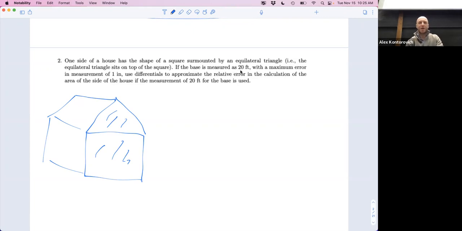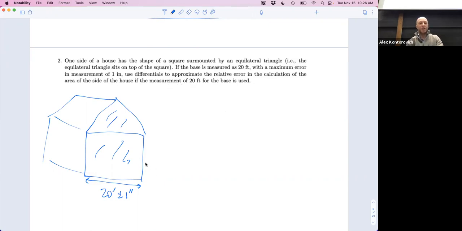The base is measured as 20 feet, with a maximum error in measurement of 1 inch, give or take 1 inch. Use differentials to approximate the relative error in the calculation of the area of the side of the house if the measurement of 20 feet for the base is used.